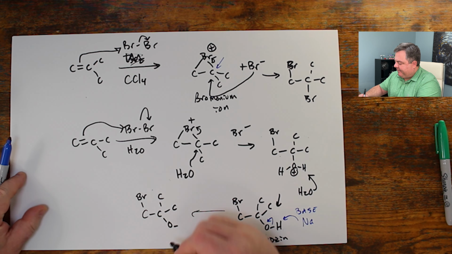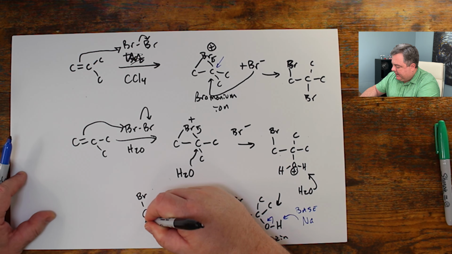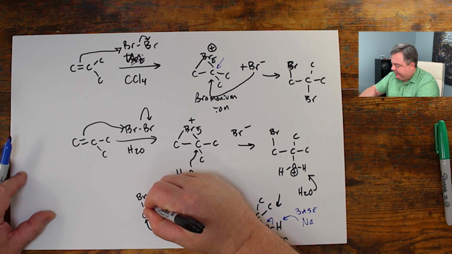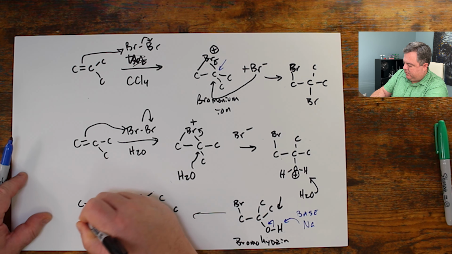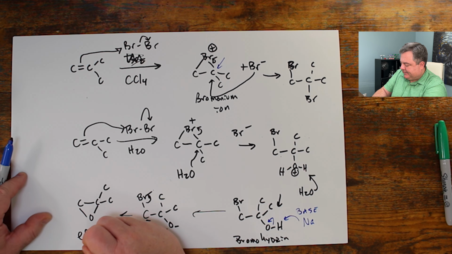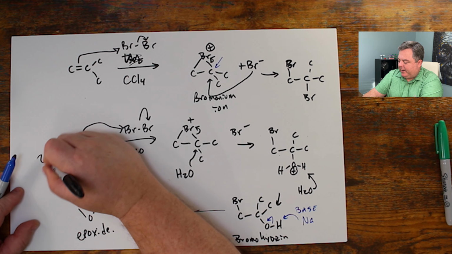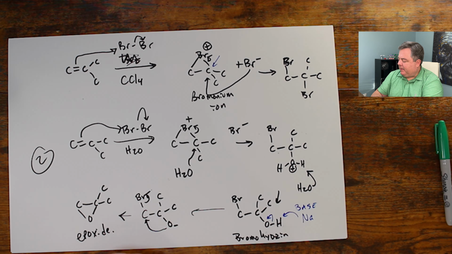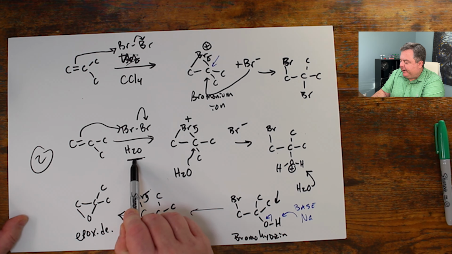And once I make a negative oxide, this aggressive nucleophile can backside attack the carbon right next door because it has a great leaving group on it. And I can make my epoxide. So that's the second way we can make epoxides. Use bromine, but make sure water's my solvent.